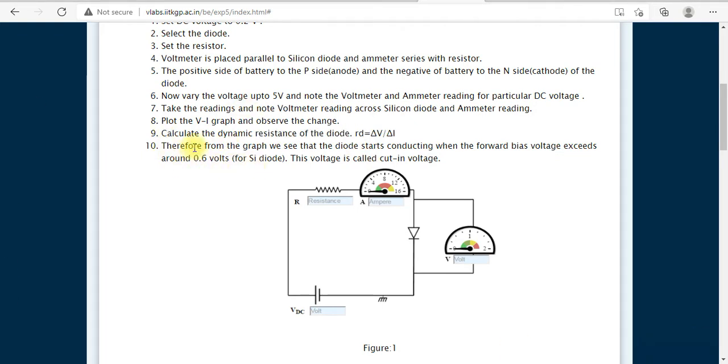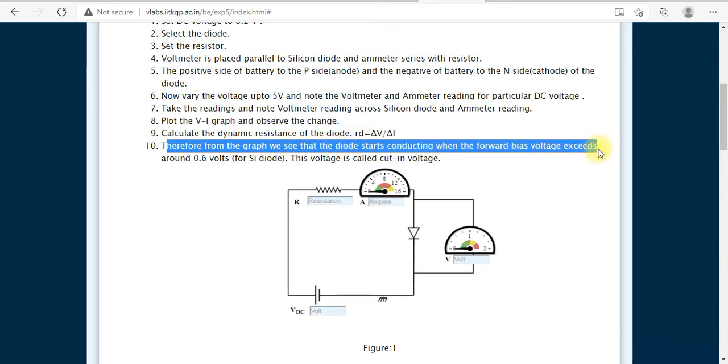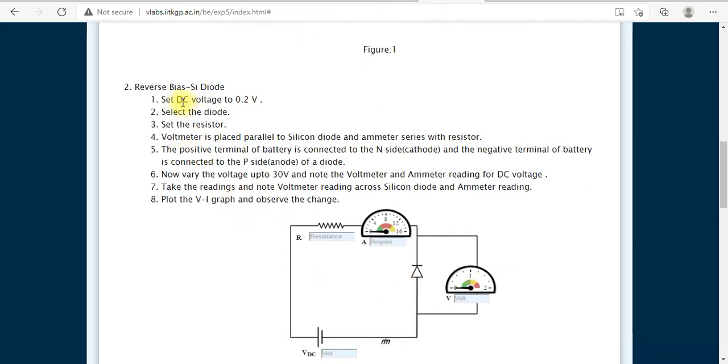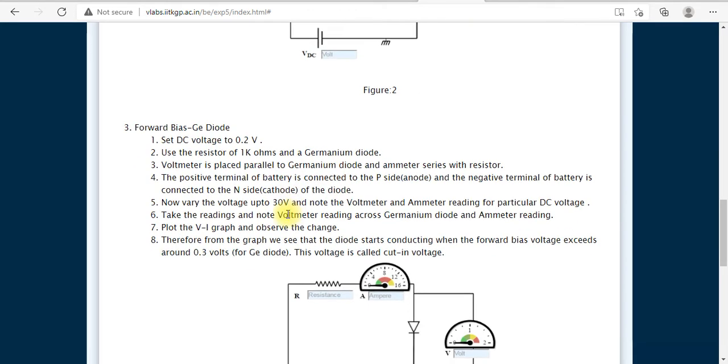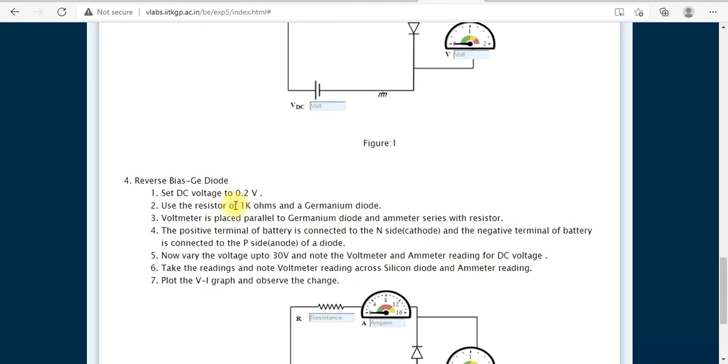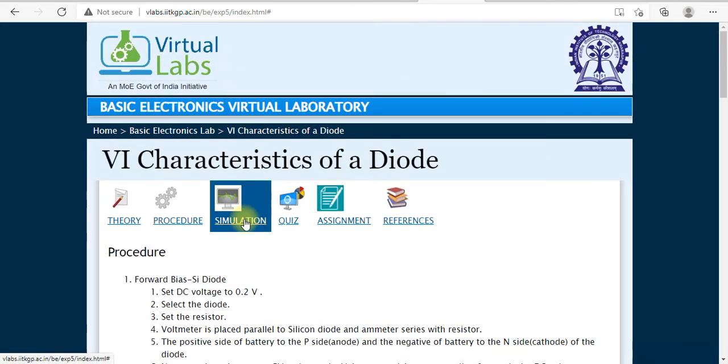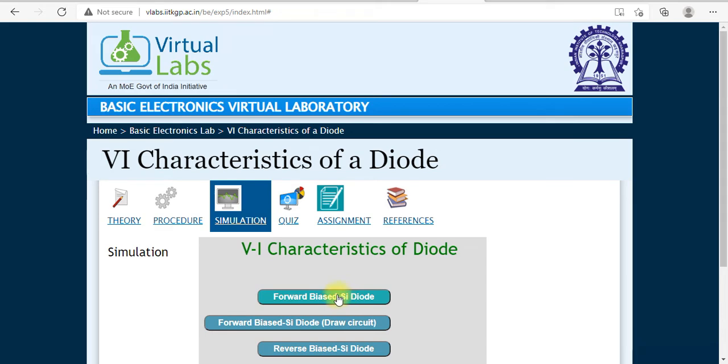After this, from the graph we see the diode is conducting when the forward bias voltage exceeds around this value. This is the whole setup. For the reverse bias, set the DC voltage to 0.2, select the diode, set the resistor value. So now we will use these four types of experiment. First, we use the simulator for the forward bias silicon diode. Let us start.